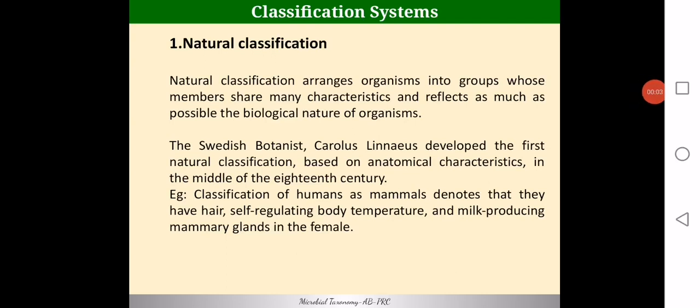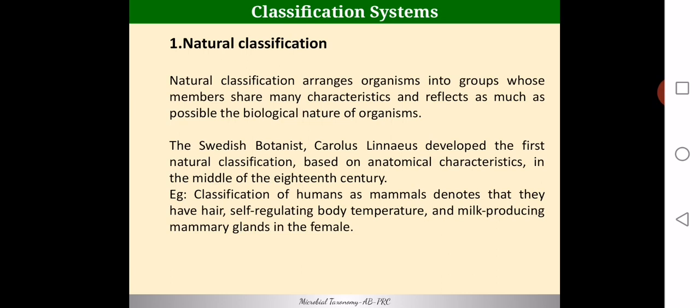So we will continue with the discussion of microbial taxonomy. In the previous video, we have seen the basic idea of classification, the three interrelated processes of taxonomy: classification, nomenclature, and identification. And also we have seen what is a species and what are the different hierarchical levels of classification. Now we are moving into the classification systems.